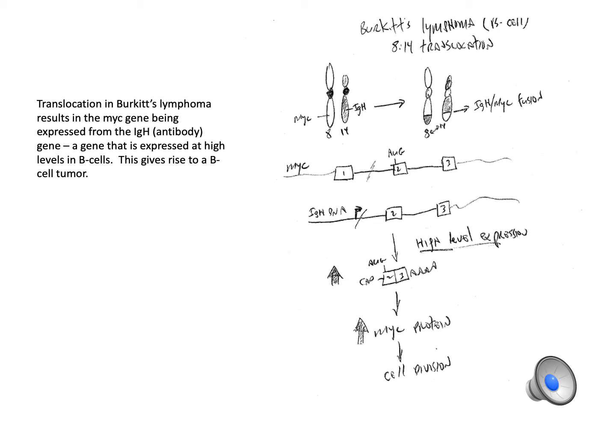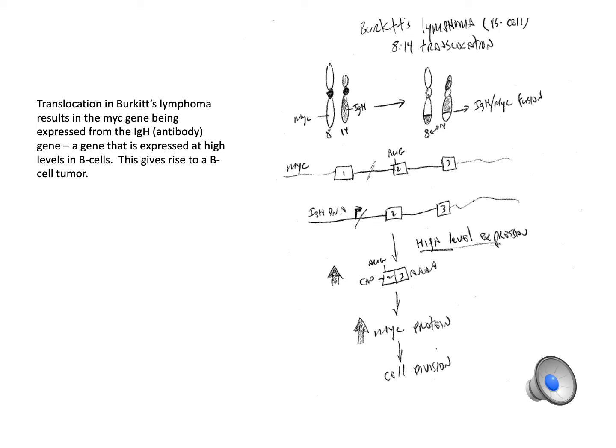Now, the thing is, Burkitt's lymphoma is a B-cell tumor. That is, these are B cells which are growing out of control. B cells are part of the immune system. They're in the blood, white blood cells. And B cells are the cells that produce antibody upon an infection.